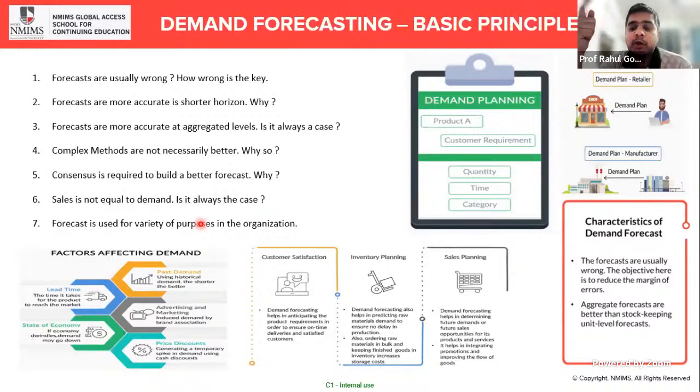Demand was there, but the organization was not able to service that demand, right? So that sales data is zero because there was no stock to be sold, right? So demand was not an issue. The supply was an issue, right? Similarly, there could be various reasons why your sales data may be equal to demand or may not be equal to demand, right?